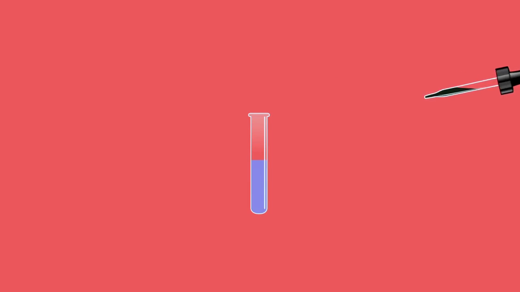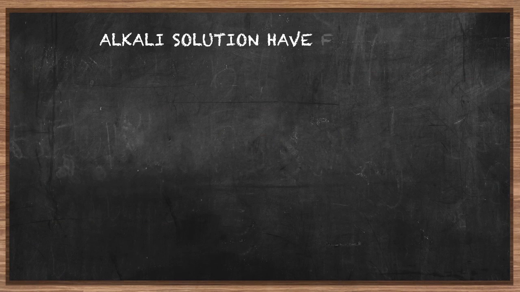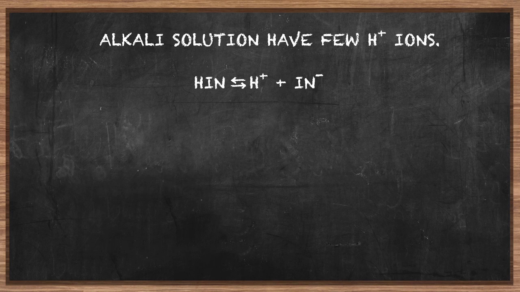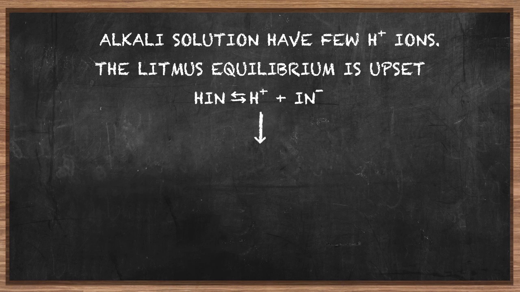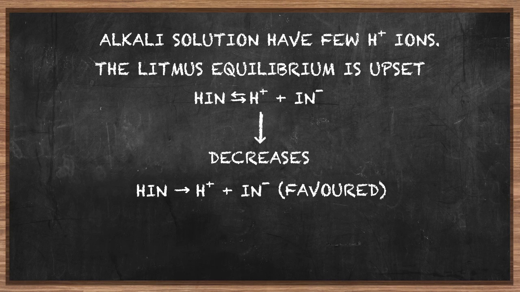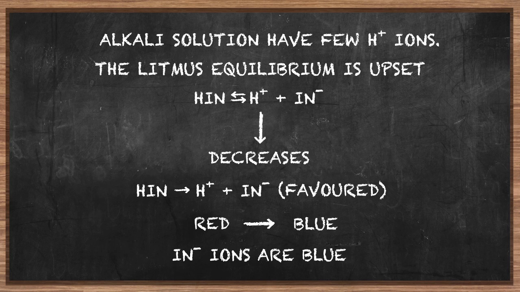Let's review the situation by placing the indicator litmus in an alkali. There are very few hydronium ions in solution in an alkali. There are many hydroxide ions. The hydronium ions that litmus produces join up with hydroxide ions to form water. The litmus equilibrium is upset because the hydronium ion concentration decreases in an alkali. The forward reaction that produces hydronium ions is favored. The color changes to blue. In- anions of litmus are blue.